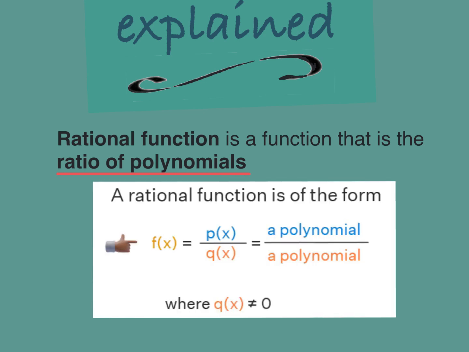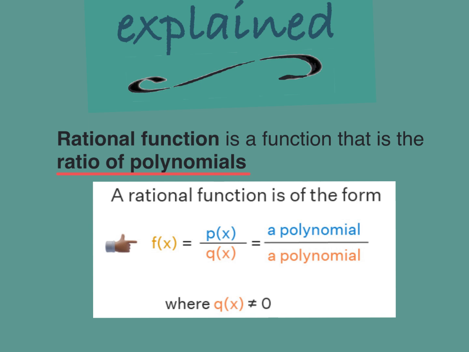So a rational function takes the form of f(x), where the numerator is a polynomial and the denominator must be a polynomial. But there's a caveat. The denominator must not equal 0.